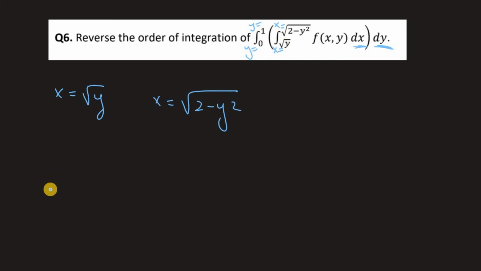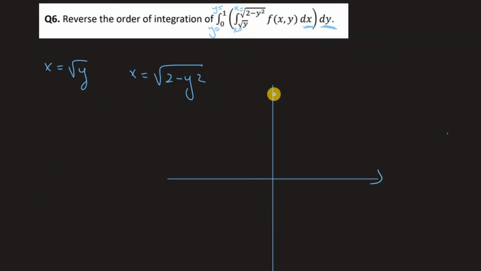Okay, so I just did the graph. So now we're going to graph this. I hope you understand what we are doing. We're given the function, and we reverse the order of the integration, which means this is given as dx dy, so we need to make it into dy dx.